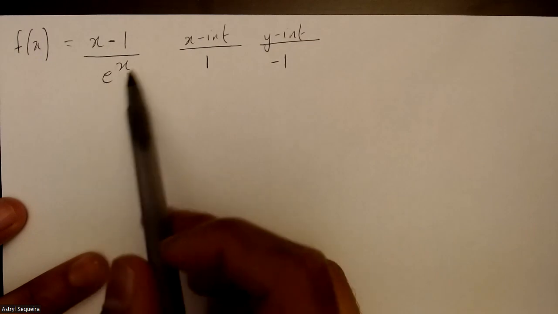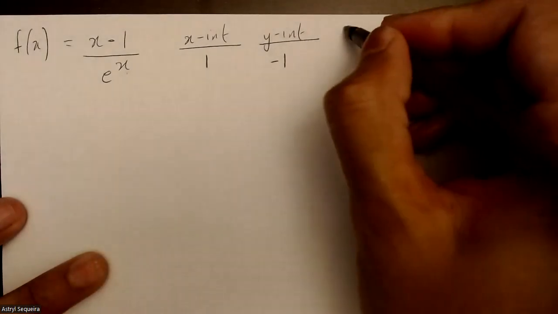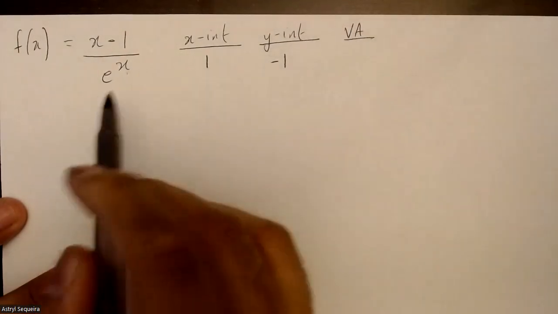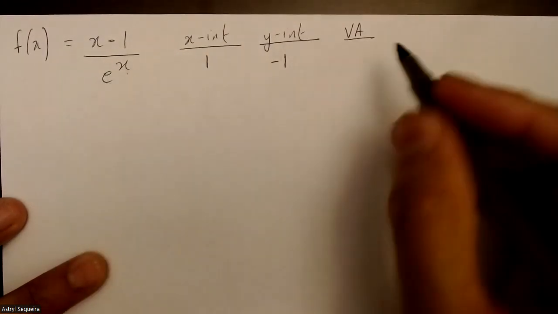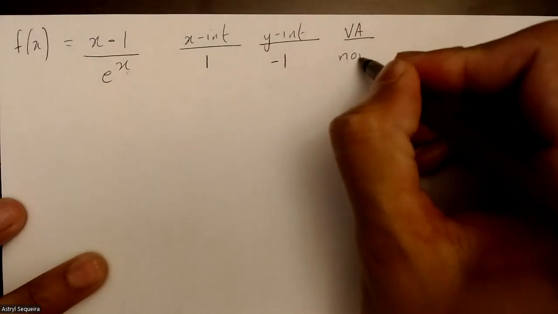For the vertical asymptote, we have an e function in the bottom. And e functions can never be solved if they're simple e functions because an e function will never hit 0. So there's definitely no vertical asymptote.